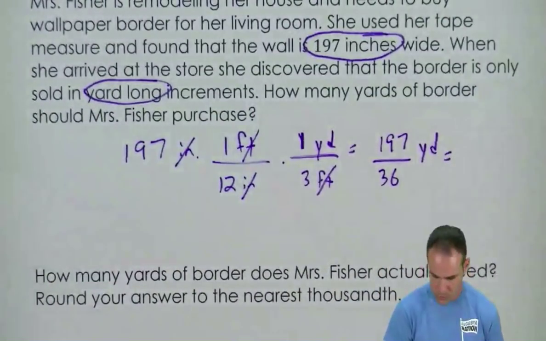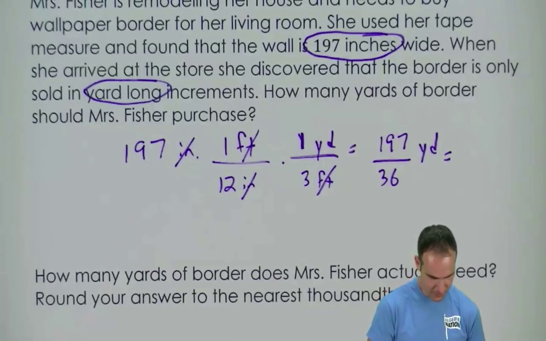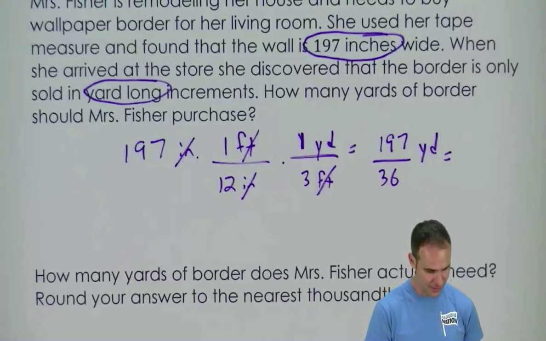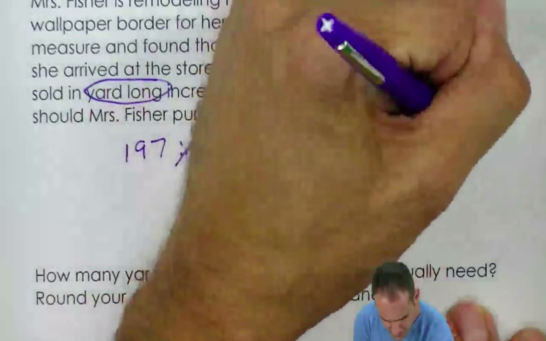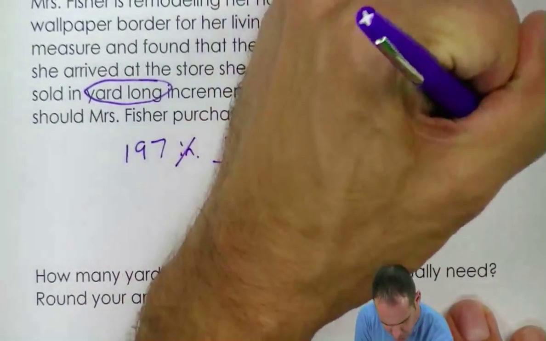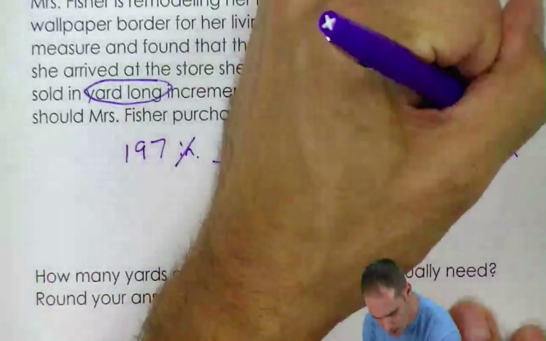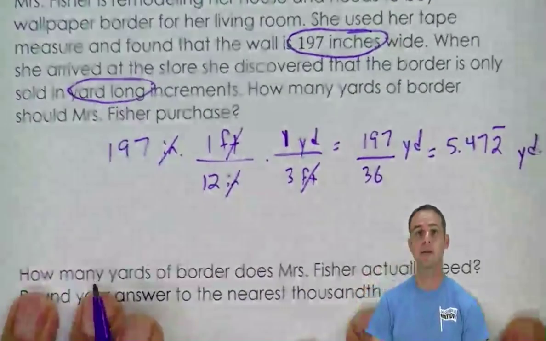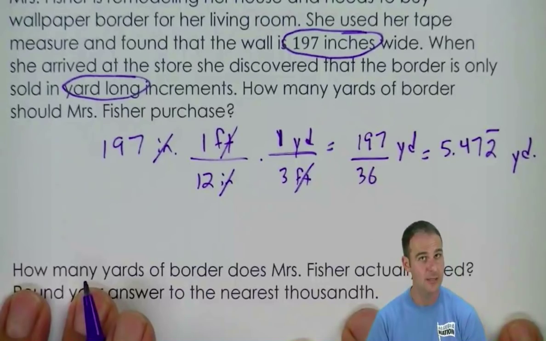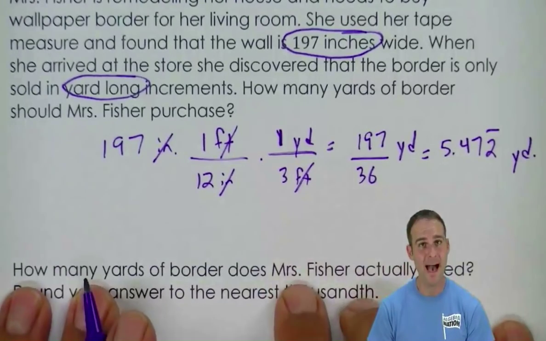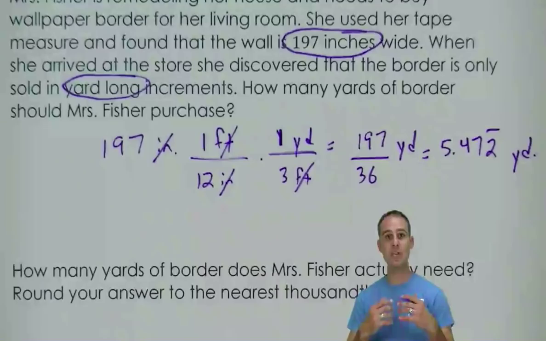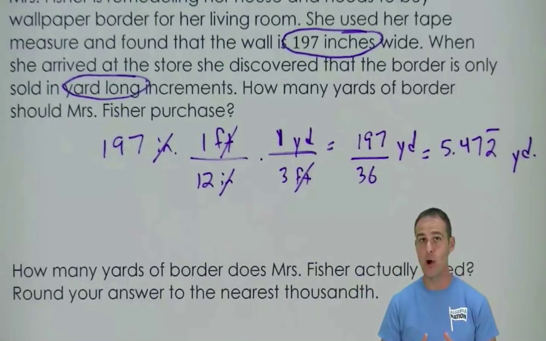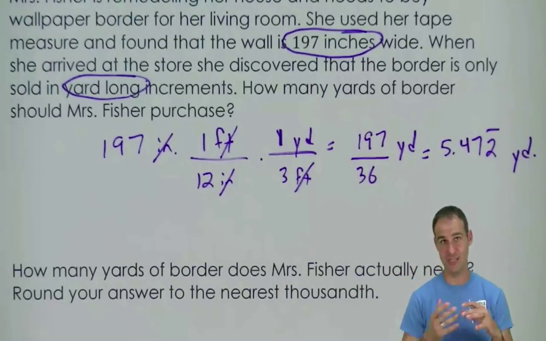So 197 divided by 36, I'm using a calculator real quickly, and I'm getting 5.4722222222, so you can call it like 2 bar yards. But that's not the answer. I can only buy it in yard-long increments. So how many yards of border do I need to buy? Or how many yards of border does Mrs. Fisher need to buy?